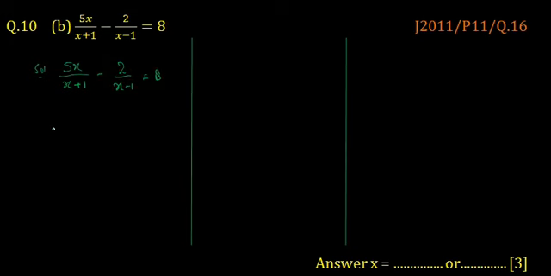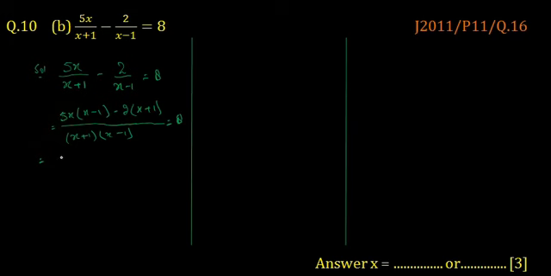There are two fractions and one fraction is subtracting from the other one. So, we take the LCM. In the LCM, we write both denominators in the form of multiplication, and then the second denominator is multiplied with the first numerator. So it is 5x multiplied by x minus 1, and the minus 2 is here, and this numerator is multiplied with the denominator of the first one, so x plus 1. So it was the LCM, and the 8 is there.